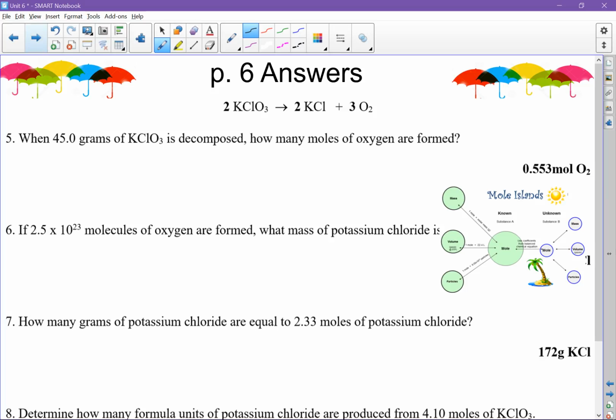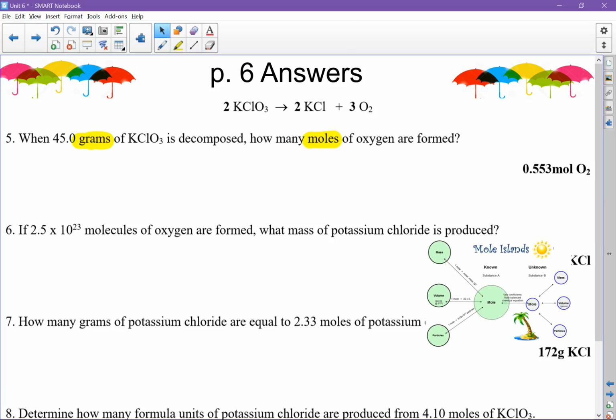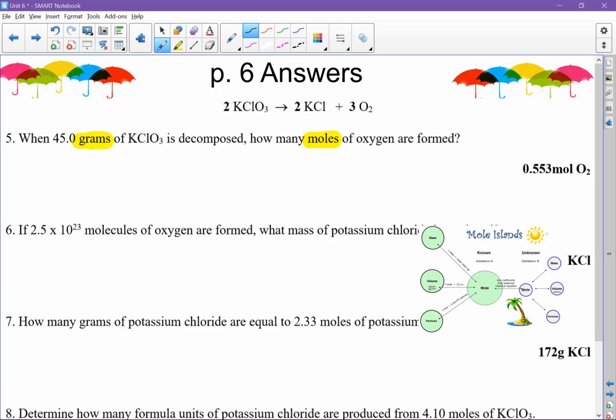Let's talk about the next reaction. If you needed some help here, let's find our islands. Number 5 mentions grams and moles. So let's see what we can find in our mole islands for that. So I have grams. The question is, do I go to this mole or to this mole? Remember, the way to tell that is by seeing if it is the same chemical or if you have a different chemical.